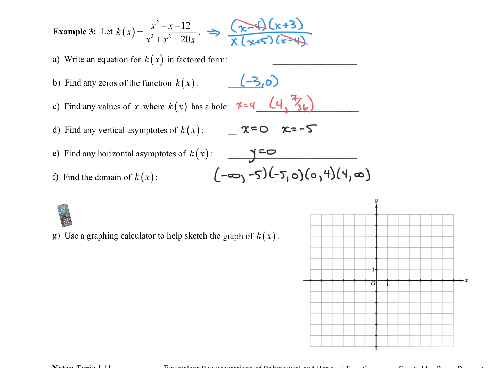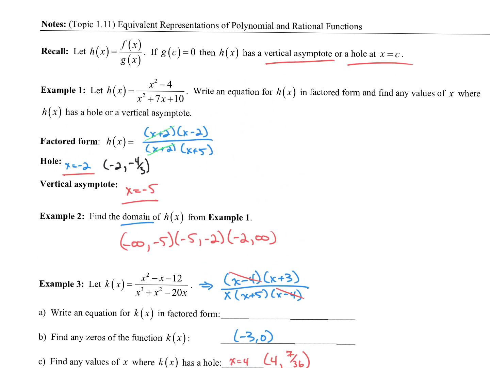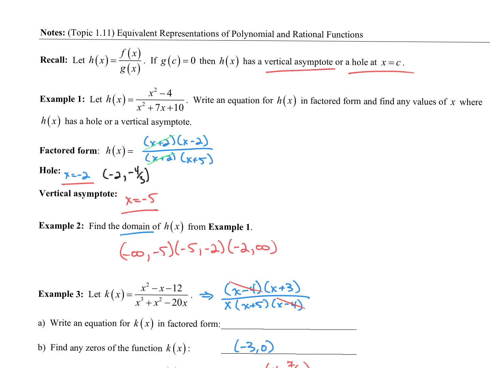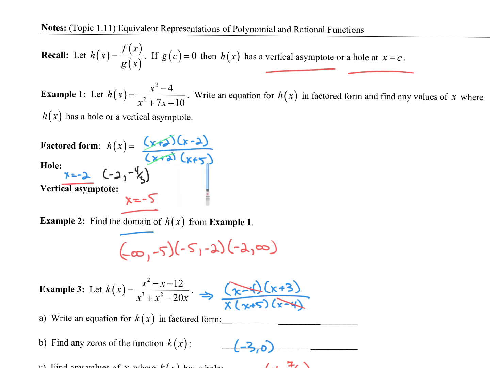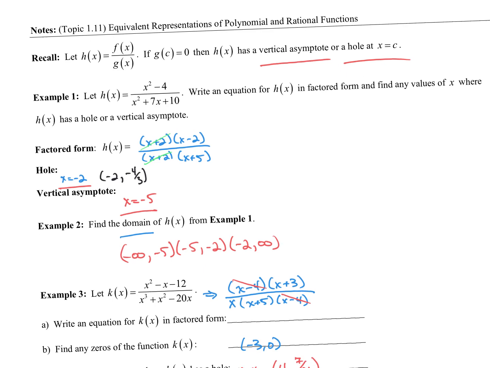Now, one thing that my students like when we talk about domain: how many times was it 0 in the denominator? This time it was 3 times, right? And so if you have 3, you're going to have 4 intervals for your domain, because it's going to be one more every time. If you look at the first example, how many times was it 0 in the denominator? 2. So how many intervals did I have? I had 3. It's always going to be one more. So sometimes that's a nice little check for yourself.